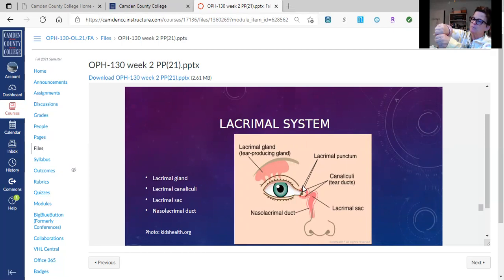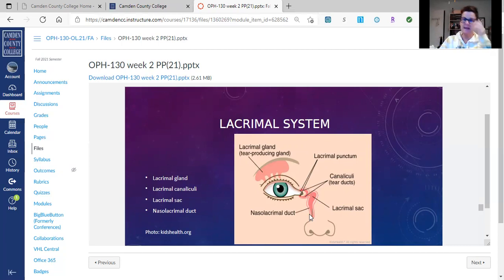As we blink, those puncta come together, they create suction, and as we unblink, you hear a little suction sound, and they pull the tears into the canaliculi here, which are the tear ducts, which empty into the nasolacrimal sac, which eventually enters into the nasolacrimal duct and ends up in our throat.